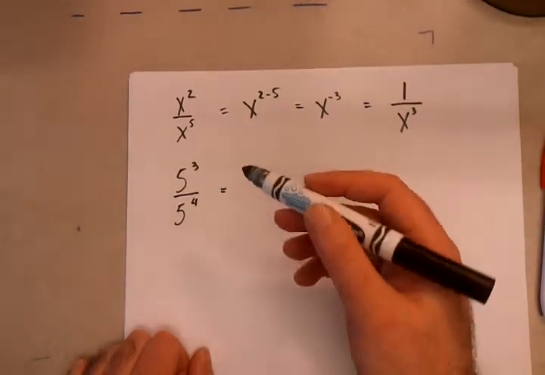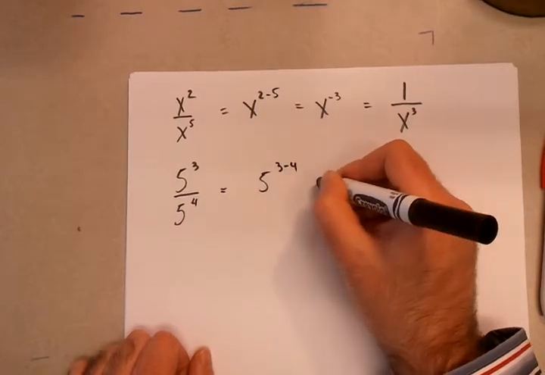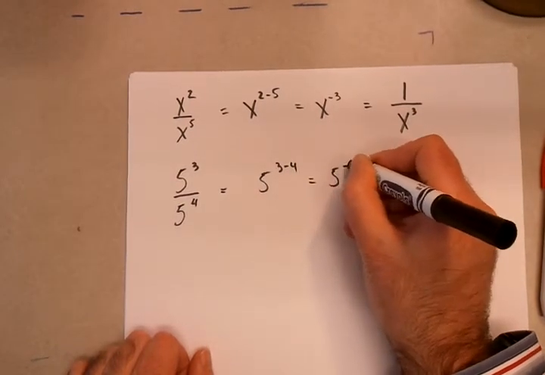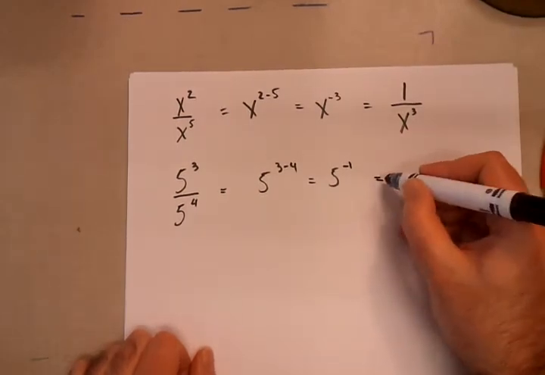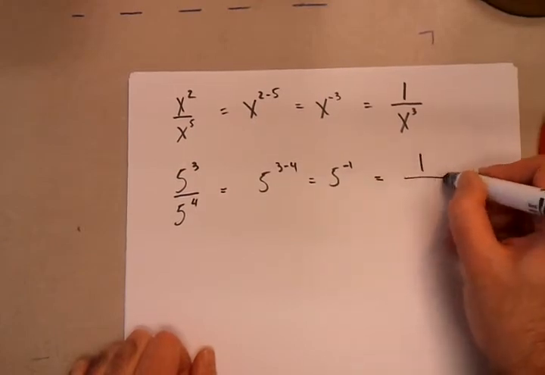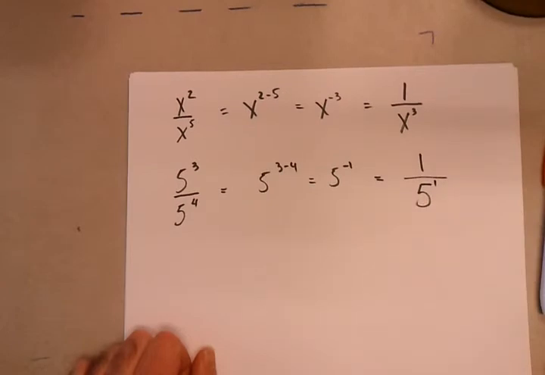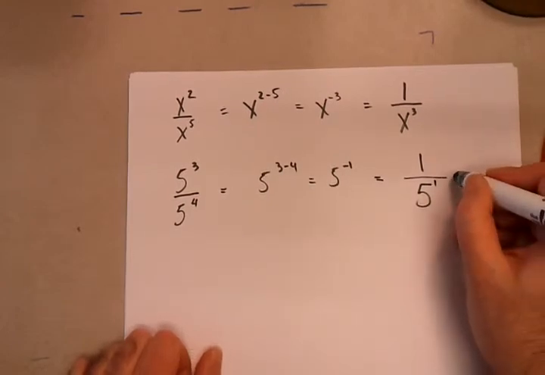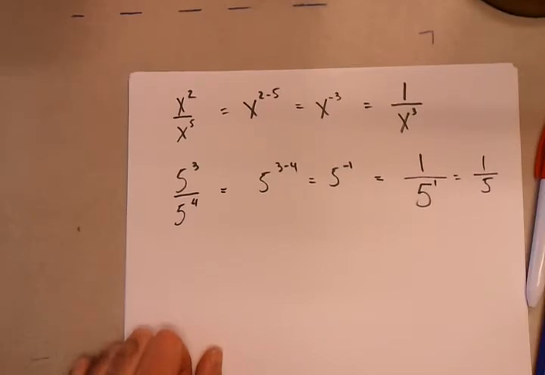Again, a quotient of powers, you subtract the exponents, 3 minus 4, which is 5 to the negative 1. Again, we can't leave it in a form where we have a negative exponent for the answer. So we take the reciprocal. It's in the numerator now. It goes into the denominator. And you can just write it as simply 1 over 5. That's it.